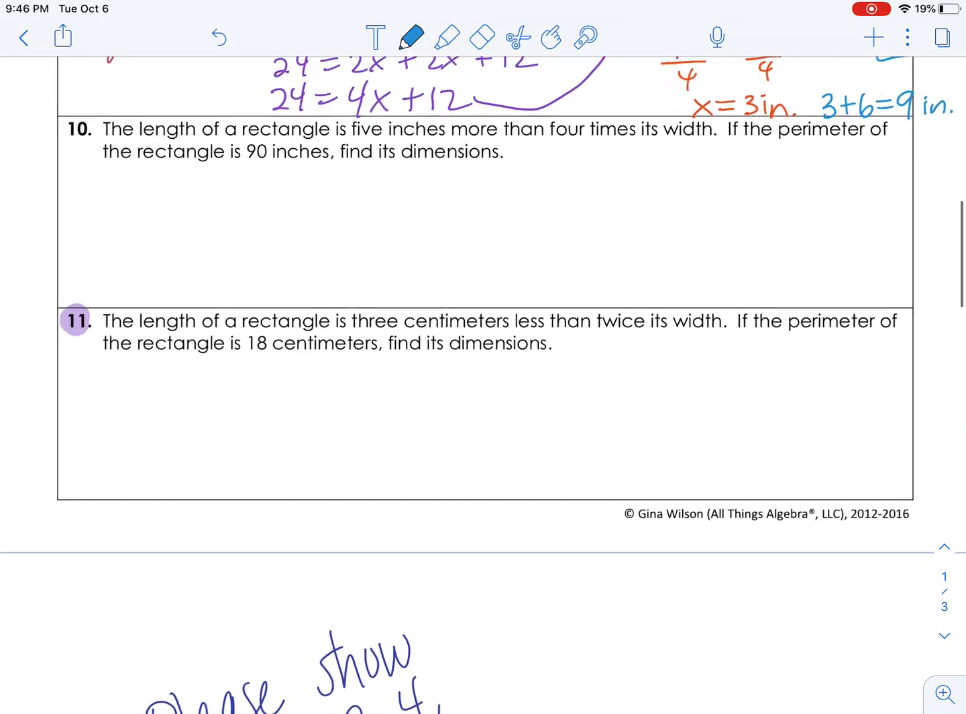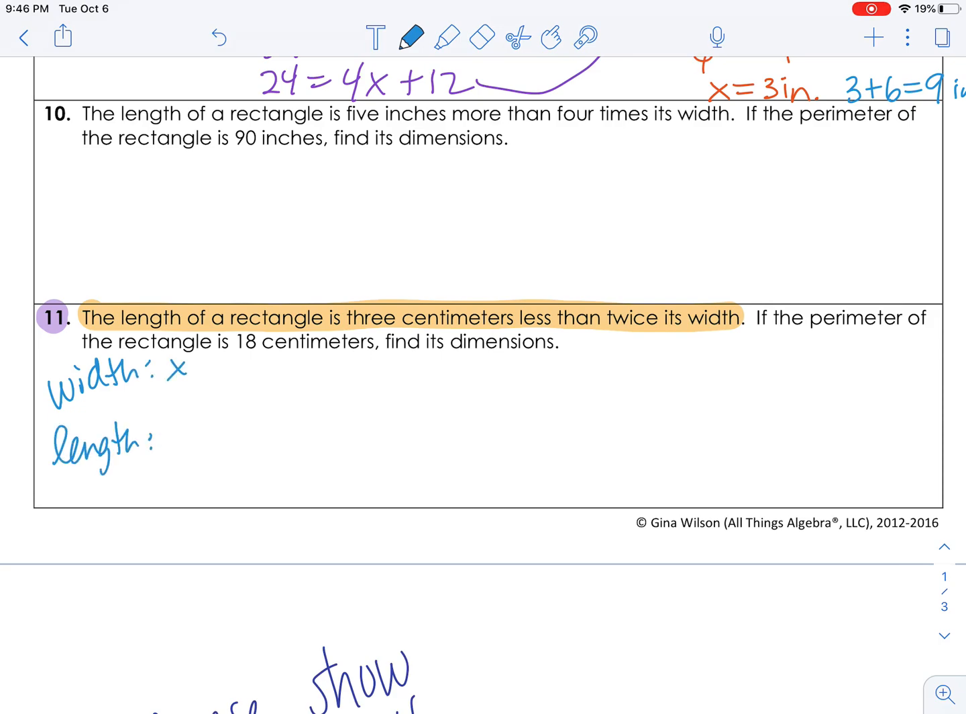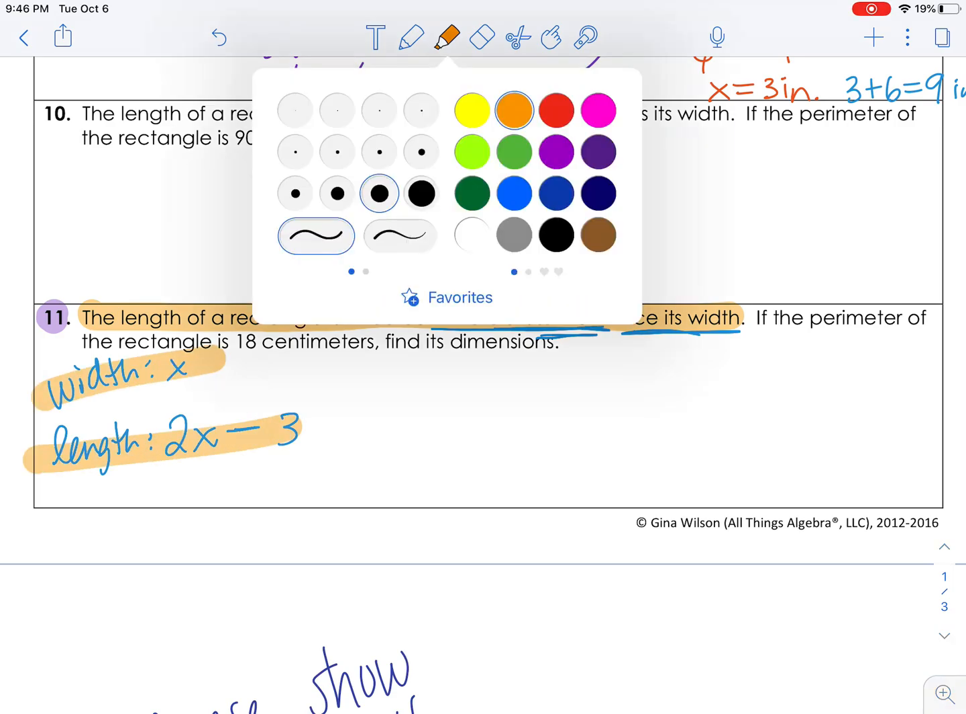We'll do one more like this. Number 11, we're starting over. The length of a rectangle is 3 centimeters less than twice the width. So I'm going to let the width be x. The length is 3 centimeters less than, remember less than is a turnaround phrase, so minus 3 needs to go at the end. Twice the width means 2x. Since we let the width be x, twice the width is 2 times x. So this is how we set up our variables.